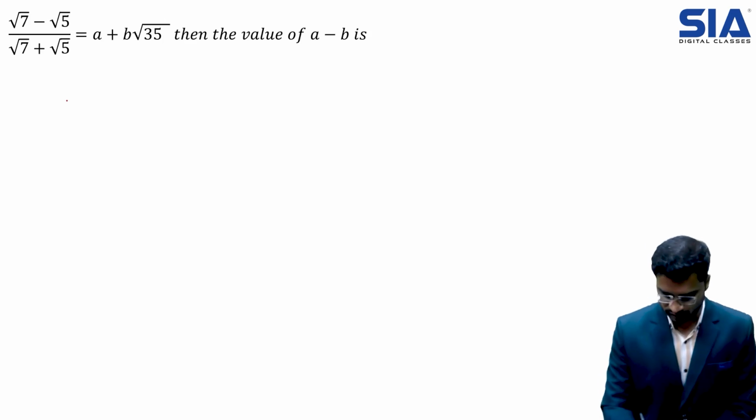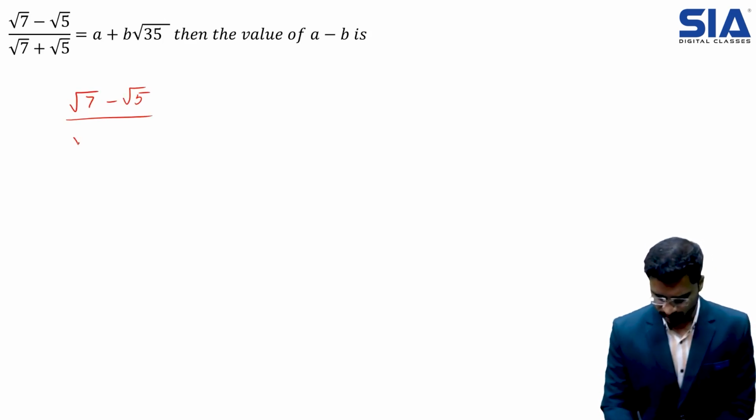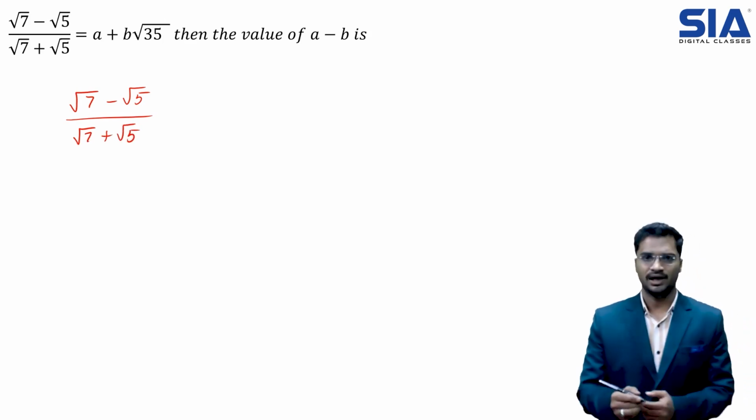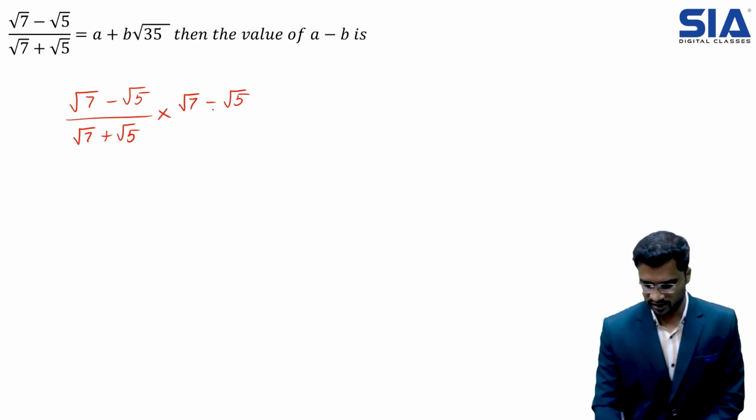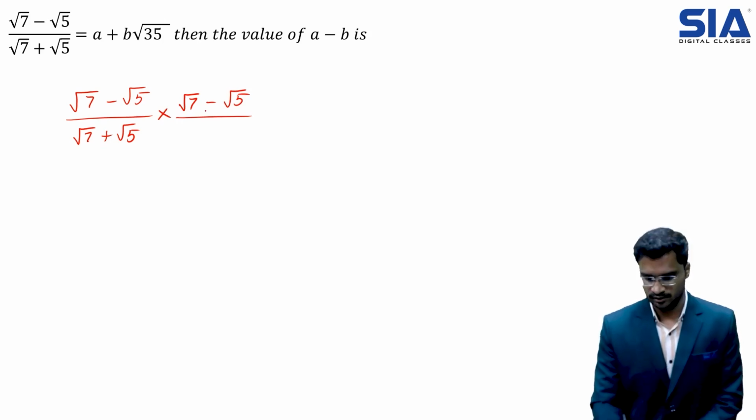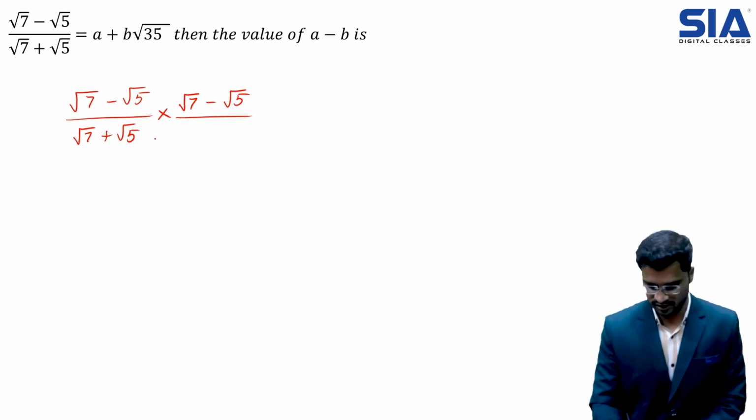So let us solve this one, which says (root 7 minus root 5) divided by (root 7 plus root 5). Now what I have to do? I have to rationalize this number. For rationalizing, I have to multiply it with root 7 minus root 5, because in the denominator we are having plus, so in numerator and denominator we should take the opposite of that symbol, which is root 7 minus root 5.